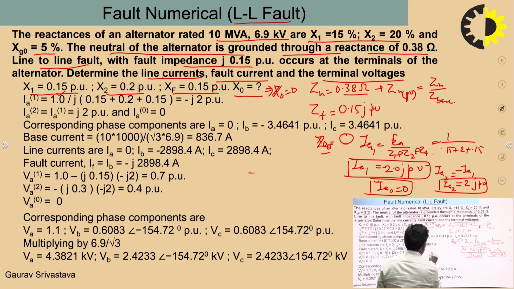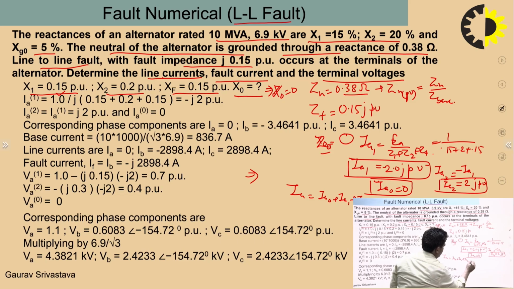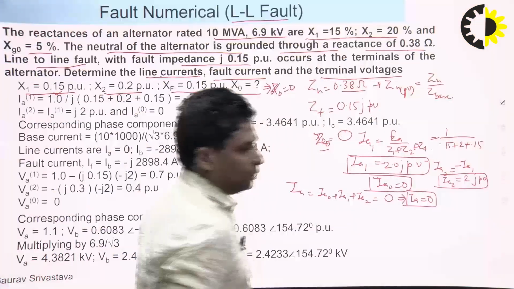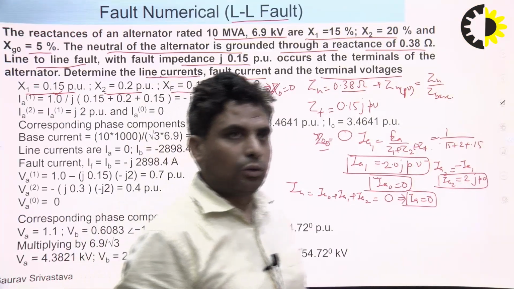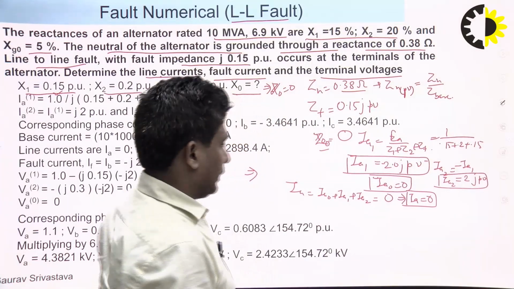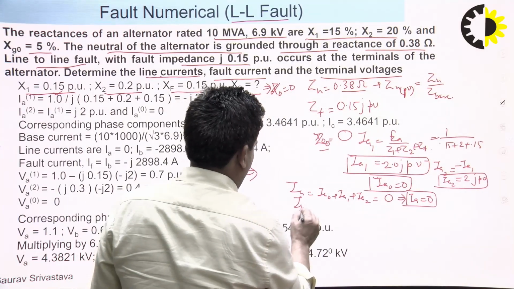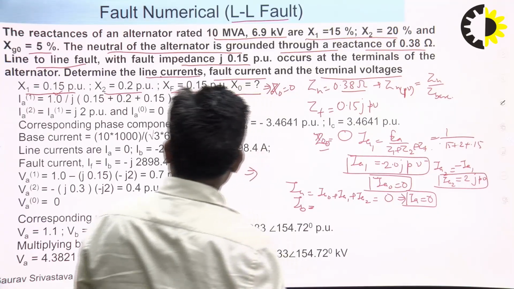Then we have to calculate the complete fault current. So that means IA is equal to IA naught plus IA1 plus IA2, which becomes 0. That was in our boundary conditions, IA is equal to 0, and the same value we have found. And now find the line current, again for the phase B value. How to calculate phase B?